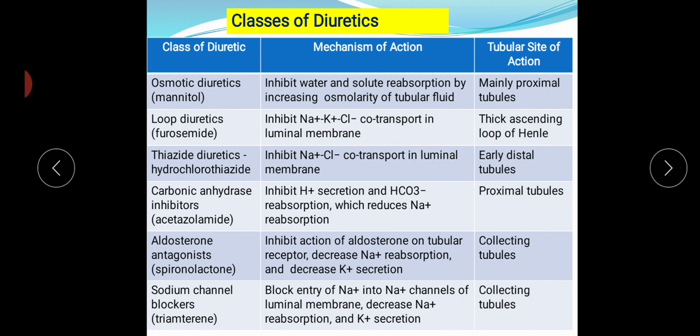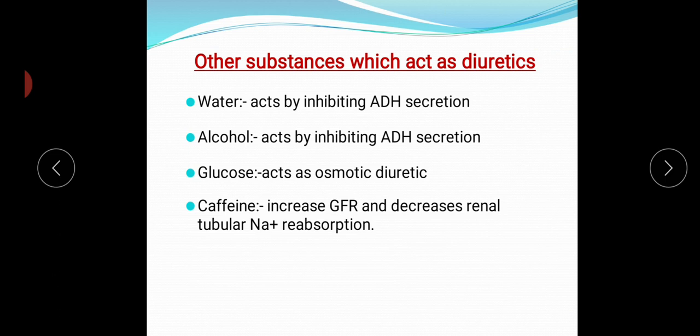So this is the summary of all these various classes of diuretics. You can go through it, we have already discussed all the things: osmotic diuretics, loop diuretics, thiazides, carbonic anhydrase inhibitors, aldosterone antagonists, sodium channel blockers. So these are the important groups of diuretics, various drugs acting as diuretics by acting at different segments. Depending on the conditions, these various diuretics are used.